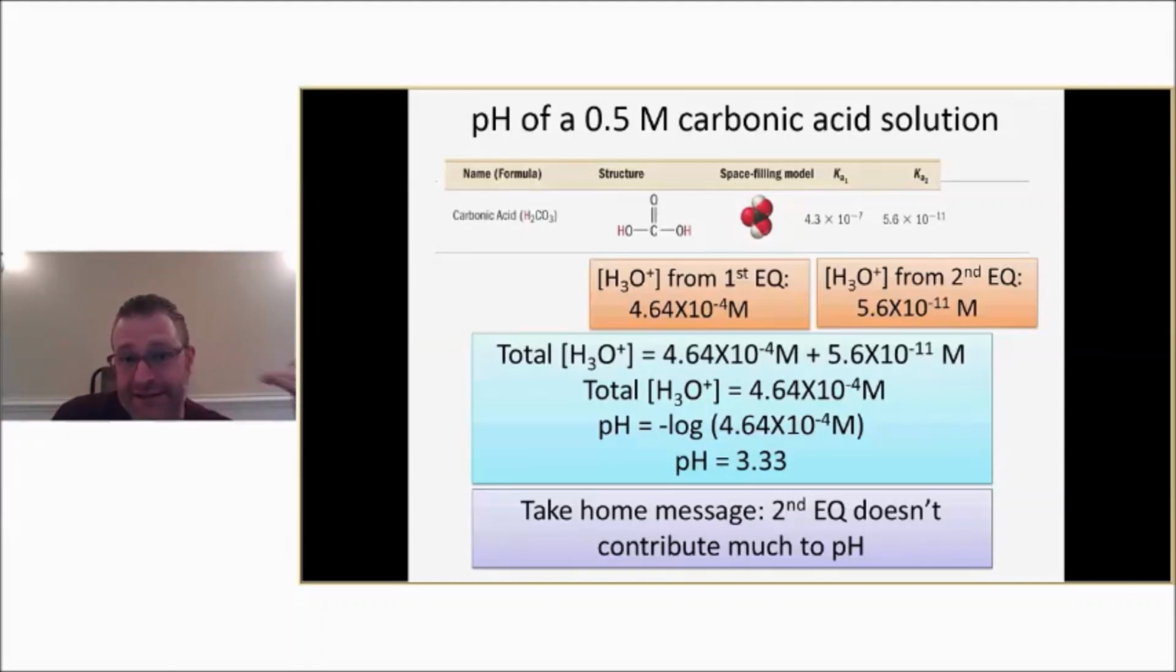An exception to that rule is our sulfuric acid situation that we talked about earlier. So that is polyprotic acids.